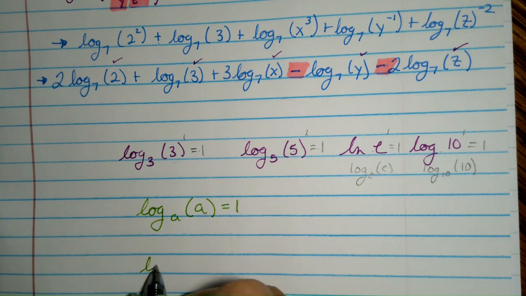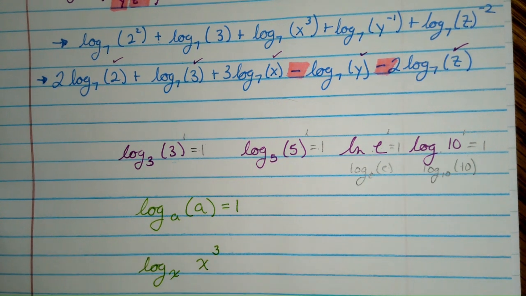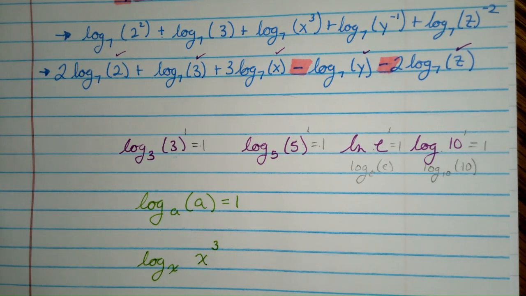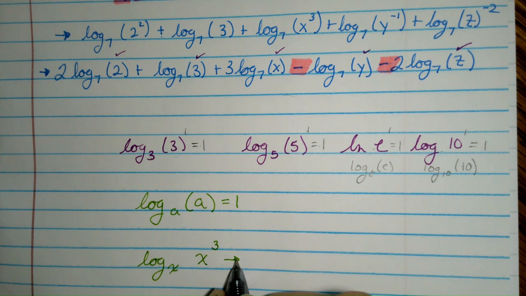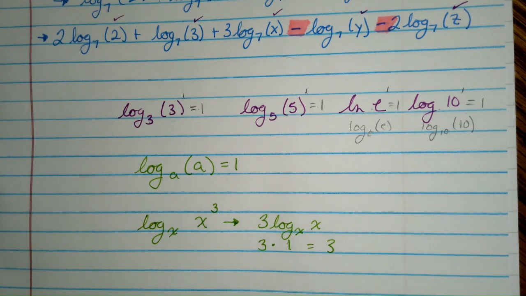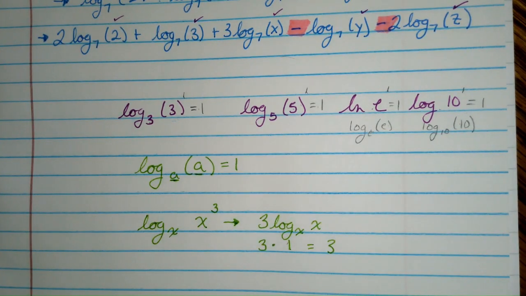So what if I had log base x of x cubed? Well, I can't just make it cancel out and make it 1, because that's not true. But what I can do is I can move the power out front using that power property. And then I can say it's 3 times 1. So just remember that that's something that we might keep in mind when these numbers match, because basically they're inverses of each other. They cancel each other out.